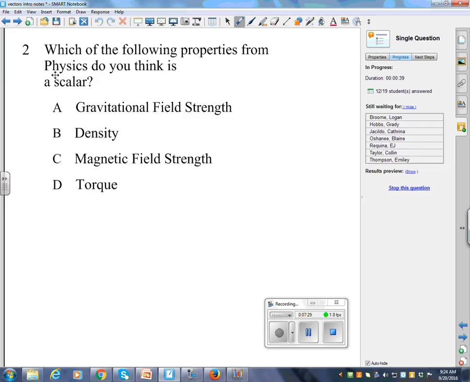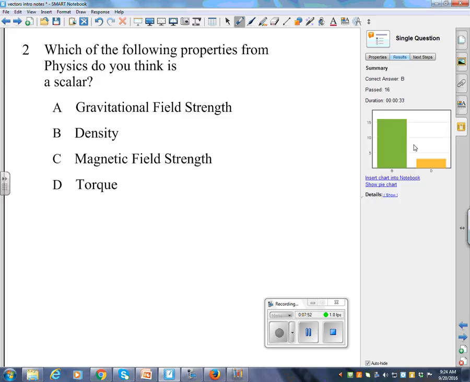Which one is a scalar? So 3 out of those are vectors. I sing the Jeopardy song in my head, and if I'm done, then I press stop. Correct answer is B. Well done, you guys.